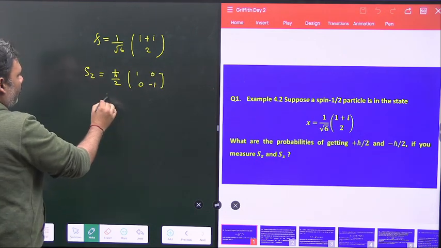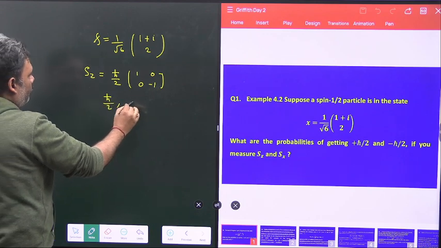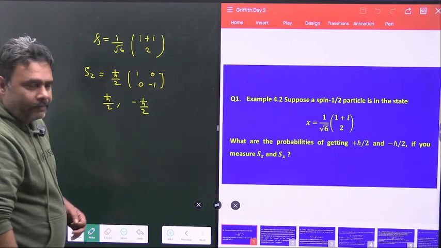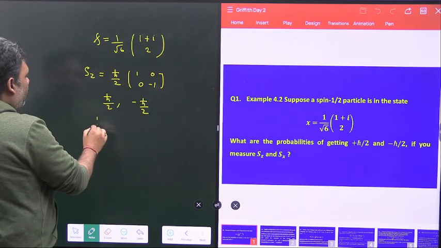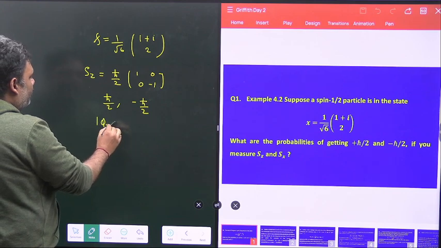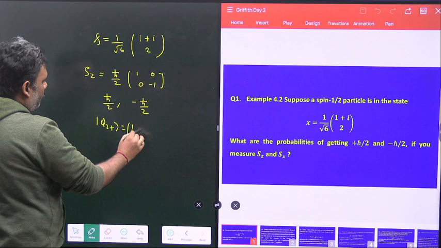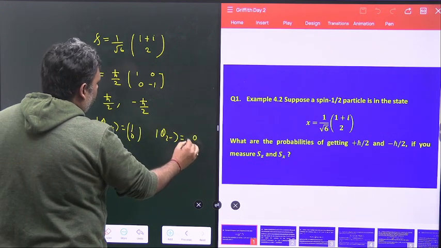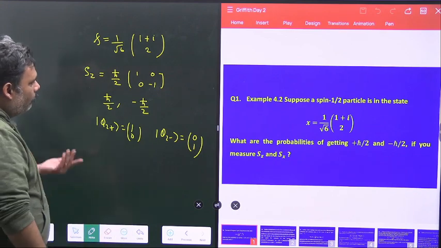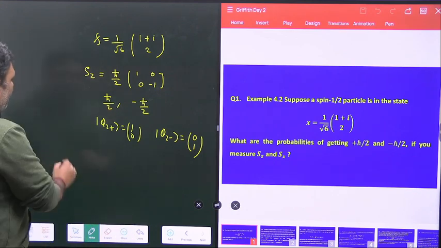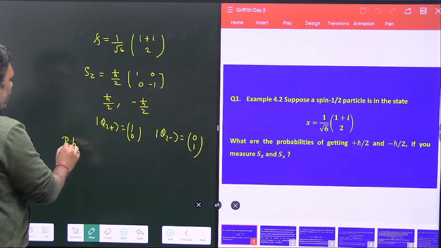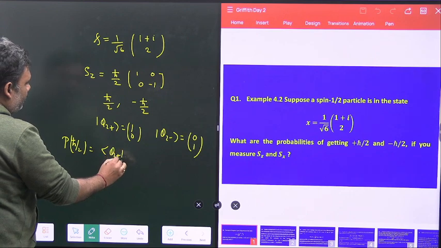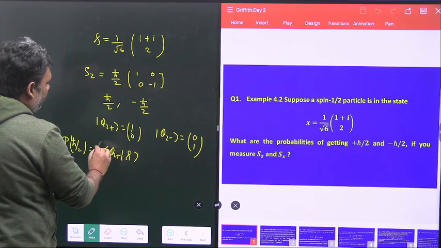And what is the eigenvalue? The eigenvalue is ħ/2 and -ħ/2. This is your eigenvalue. And what will be the eigenvector? I can write phi z plus, that value is (1, 0), and phi z minus, that value is (0, 1). And what will be the probability of that state? So the probability of ħ/2 is basically phi z plus with your chi state, mod square.